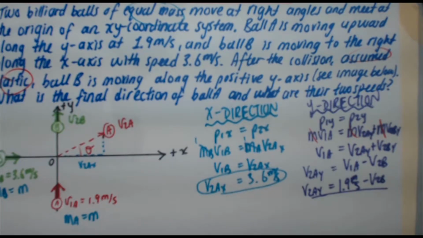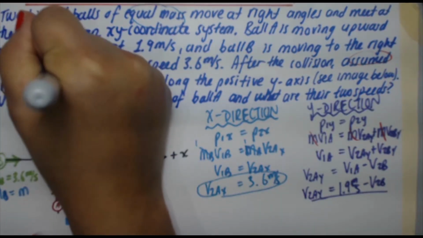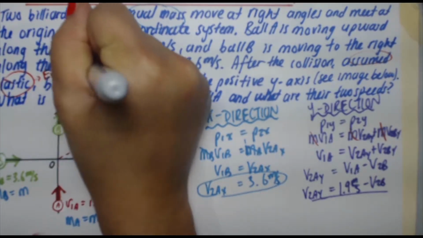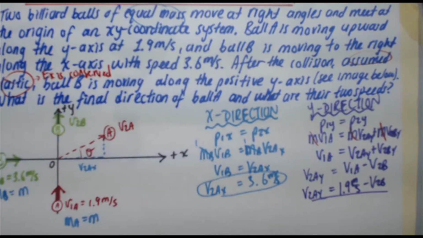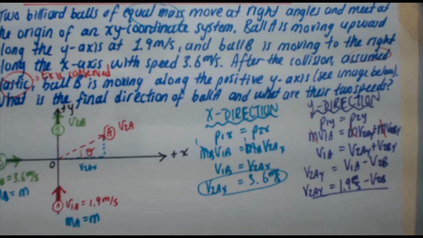Now remember, in an elastic collision, that means kinetic energy is conserved. So I'm just going to write that in here. Make sure you write that down too, because honestly it sticks in your long-term memory when you write stuff down. Okay, so kinetic energy is conserved, and that means I can make a statement of EK1 equals EK2.